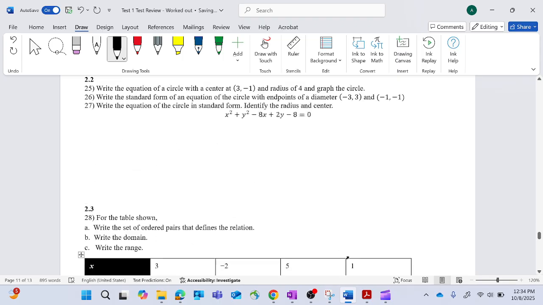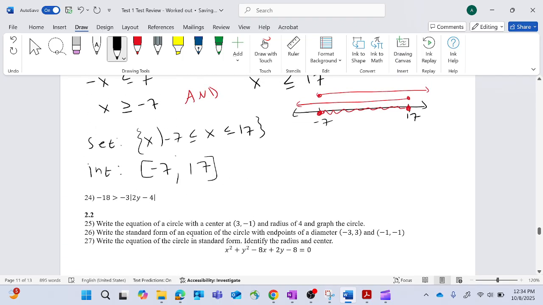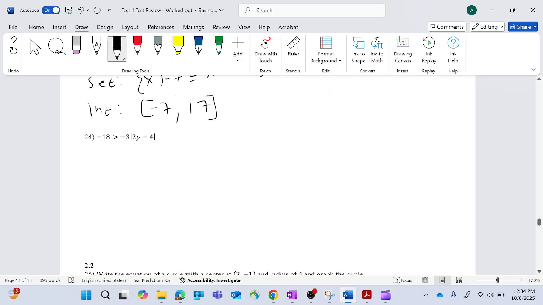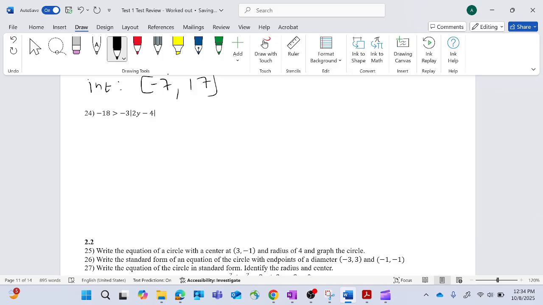All right, 24. Yeah, we should have room for that. 24. So what you want to do for this one is you want to isolate the absolute value just like before. It's no different than the previous problem. The only thing I need to do here is divide it by negative 3. Negative 18 divided by negative 3 is a positive 6 now. Because we multiplied by a negative, or divided by a negative, you have to flip the sign.